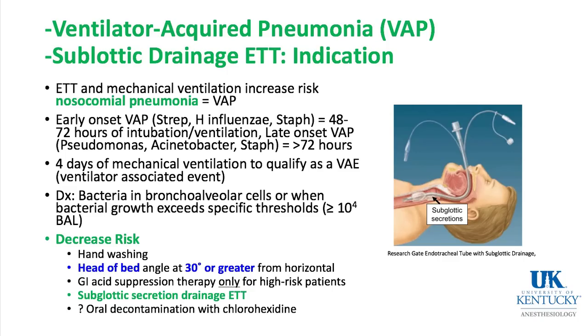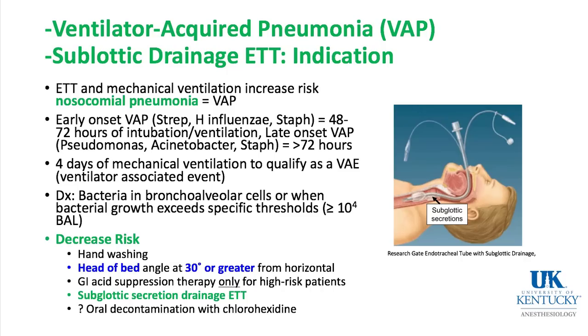Now, if someone has had 4 days of mechanical ventilation, endotracheal tube in place, and they start to develop pneumonia, that is a ventilator-associated event by definition, and the diagnosis is often made by seeing bacteria actually present in bronchoalveolar cells, or when bacterial growth exceeds certain thresholds, like a bronchoalveolar lavage that we do up in the ICU, having lots of bacteria in it.